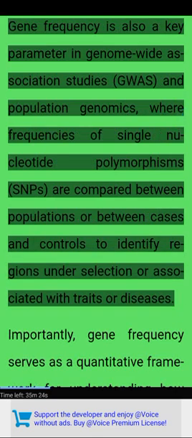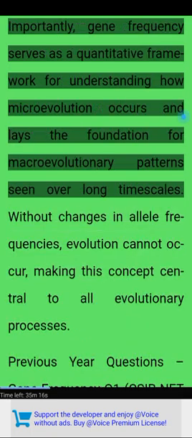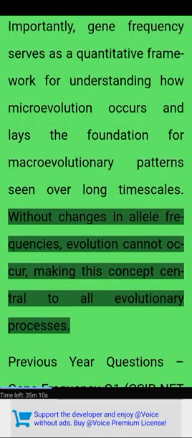Gene frequency is also a key parameter in genome-wide association studies (GWAS) and population genomics, where frequencies of single nucleotide polymorphisms (SNPs) are compared between populations or between cases and controls to identify regions under selection or associated with traits or diseases. Importantly, gene frequency serves as a quantitative framework for understanding how microevolution occurs and lays the foundation for macroevolutionary patterns seen over long timescales. Without changes in allele frequencies, evolution cannot occur, making this concept central to all evolutionary processes.